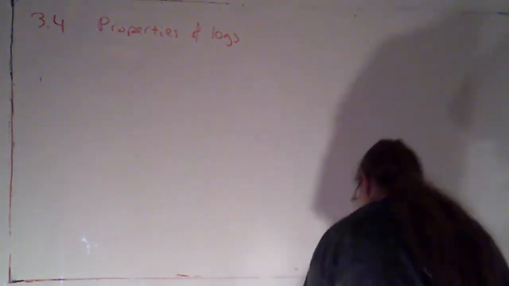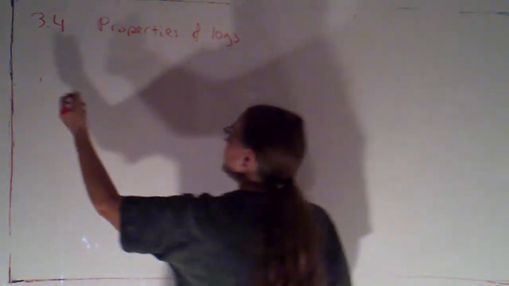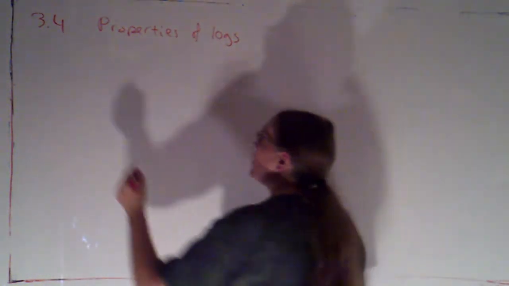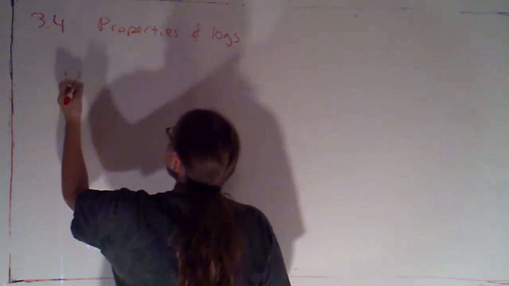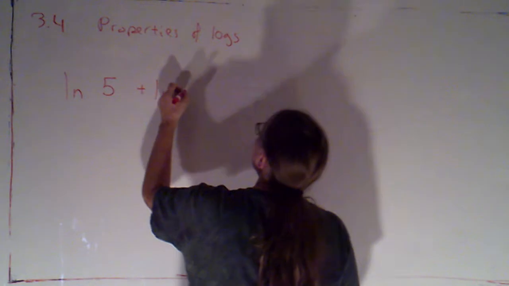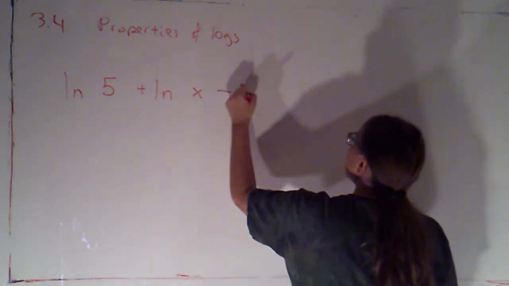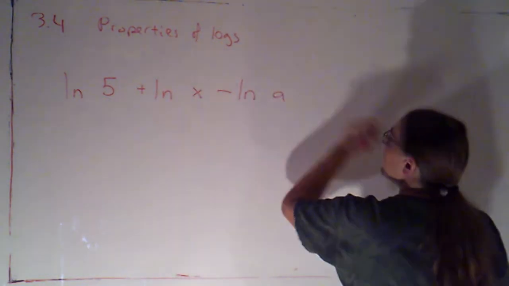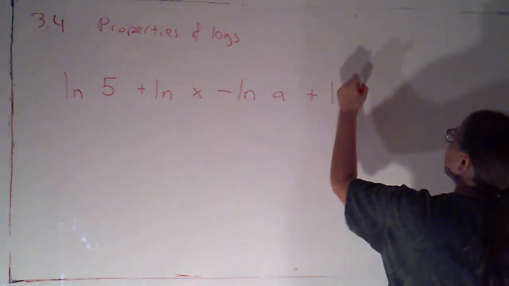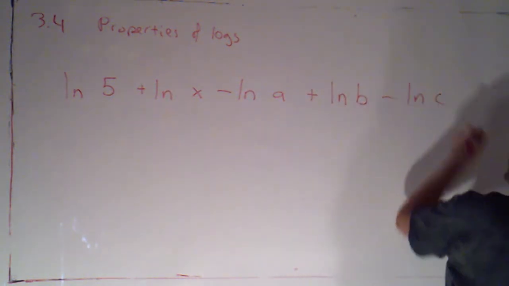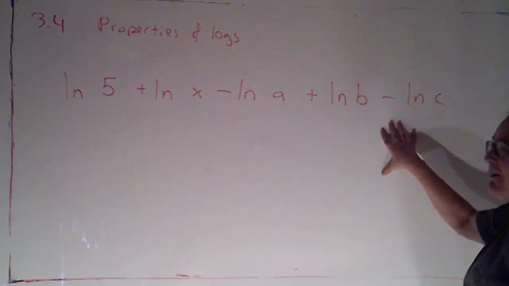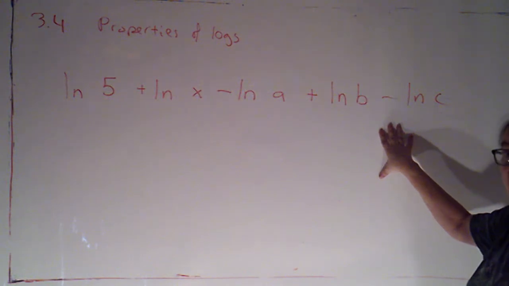And so let's try an example of writing as a single log with coefficient 1. Let's say I had the natural log of 5 plus the natural log of x minus the natural log of a plus the natural log of b minus the natural log of c. Okay, a whole bunch of pieces. Now, again, there's going to be a nice shortcut.